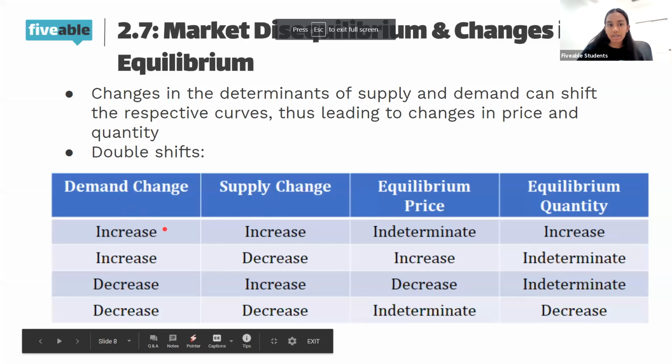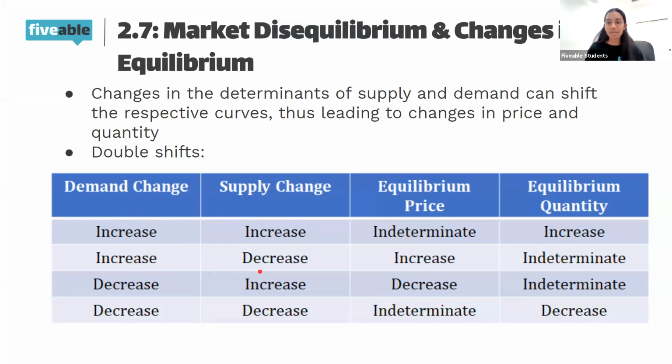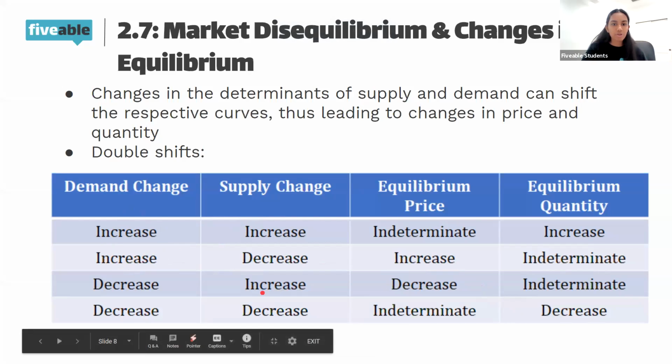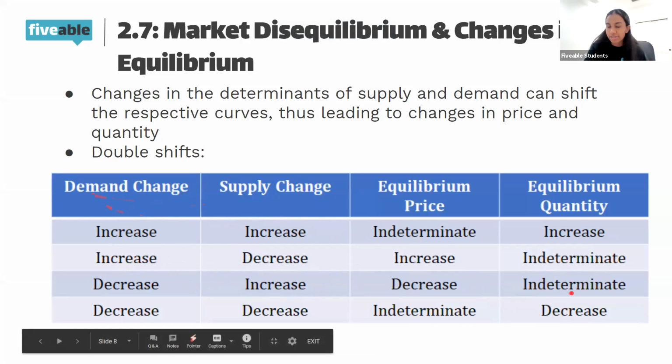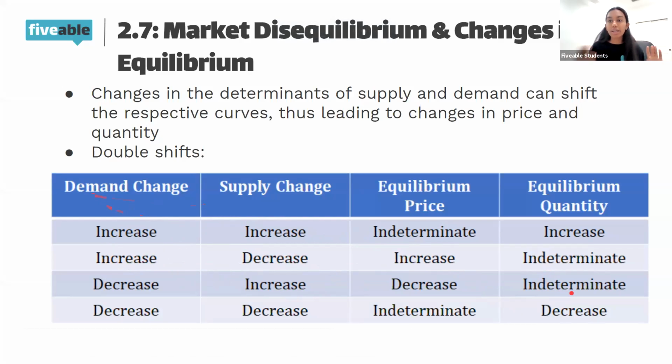So if demand increases and supply increases, or demand increases and supply decreases, it's pretty much the same concept. A good way to remember it is when demand and supply go in the same direction, price is indeterminate, but when they go in opposite directions, quantity is indeterminate. And again, writing it out or graphing it out like we just did can really help with understanding the double shifts instead of just memorizing them.